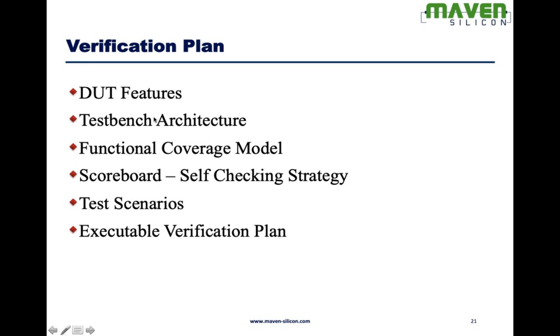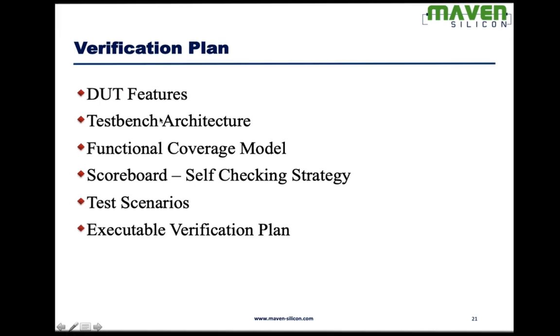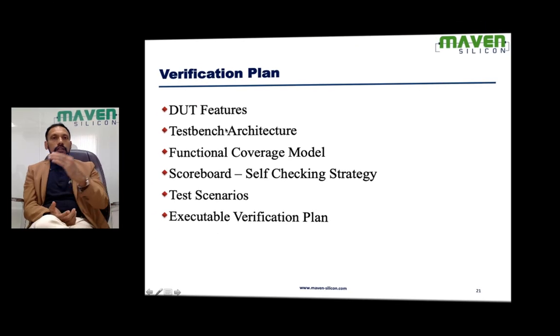During simulation, if your project manager asks you how much more time is needed for the verification sign off, then you should be able to say 2 weeks more or 1 week more. How are you going to find that based on functional coverage? And the scoreboard, self-checking strategy. How are we going to collect the packets and compare the packets?